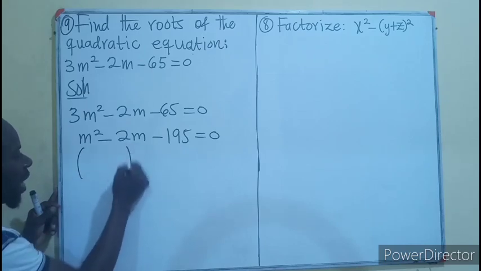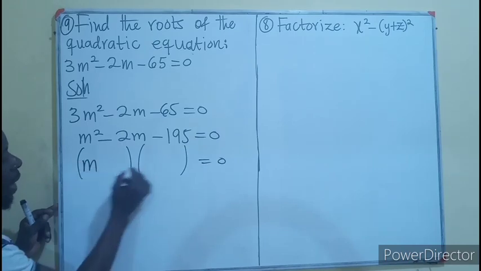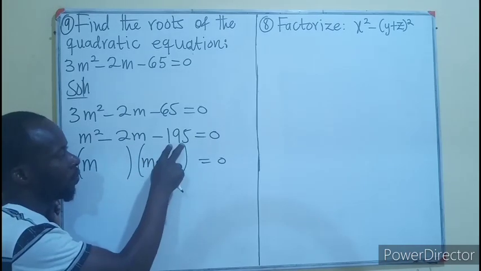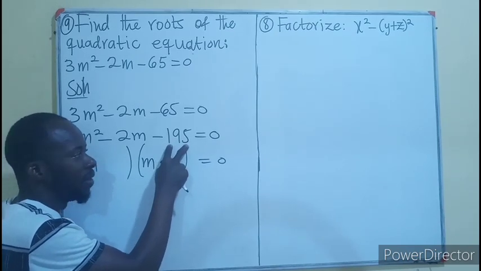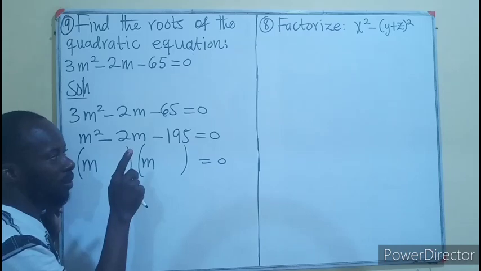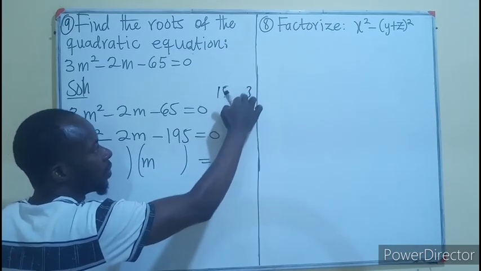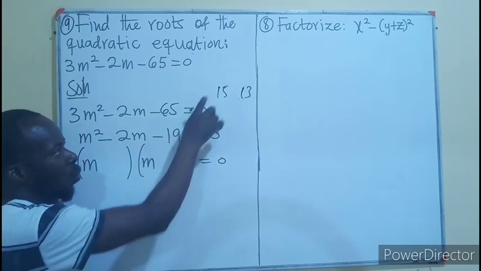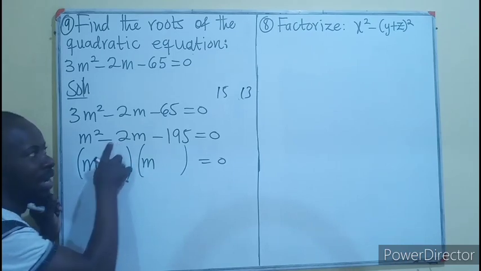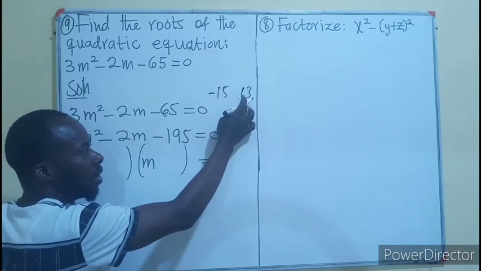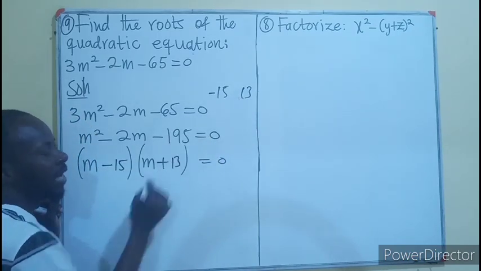I know those two factors are going to be in two brackets equals 0. So we have m and m. 5 can go here, 3 can go here, and 15 can go here as well. But if 15 goes here, it goes there 13 times. And since we are having 15 and 13, and this is negative, we need one of the factors to be negative, preferably the bigger one, because the middle term is negative. So this will be negative 15, positive 13.